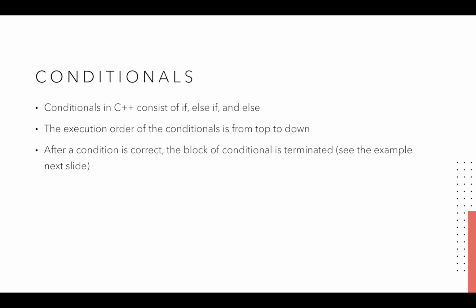So we're going to first discuss conditionals. Conditionals in C++ consist of if, else if, and else. The execution order of the conditionals is from top to down, like the usual C++ code. And after a condition is correct, the block of conditional is terminated. You can see the example later, so it will become more clear.